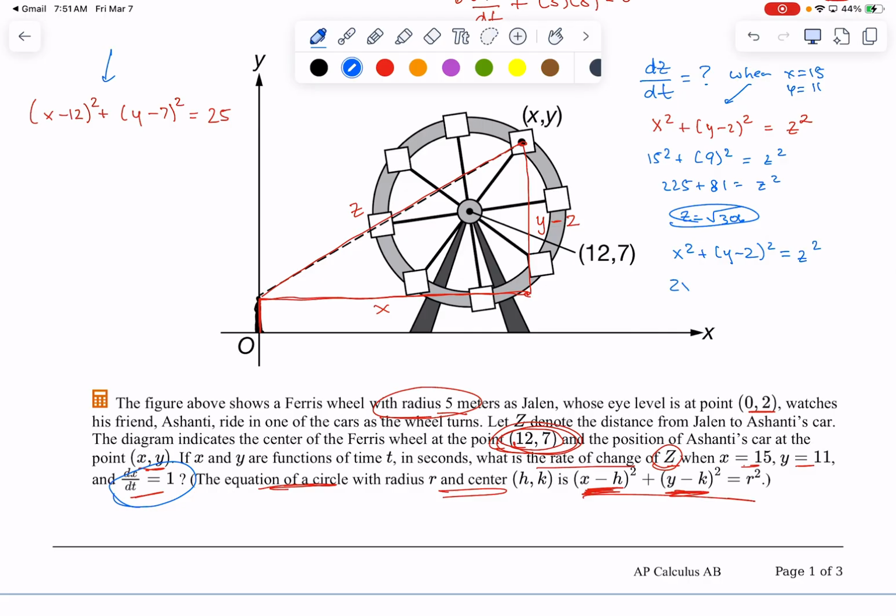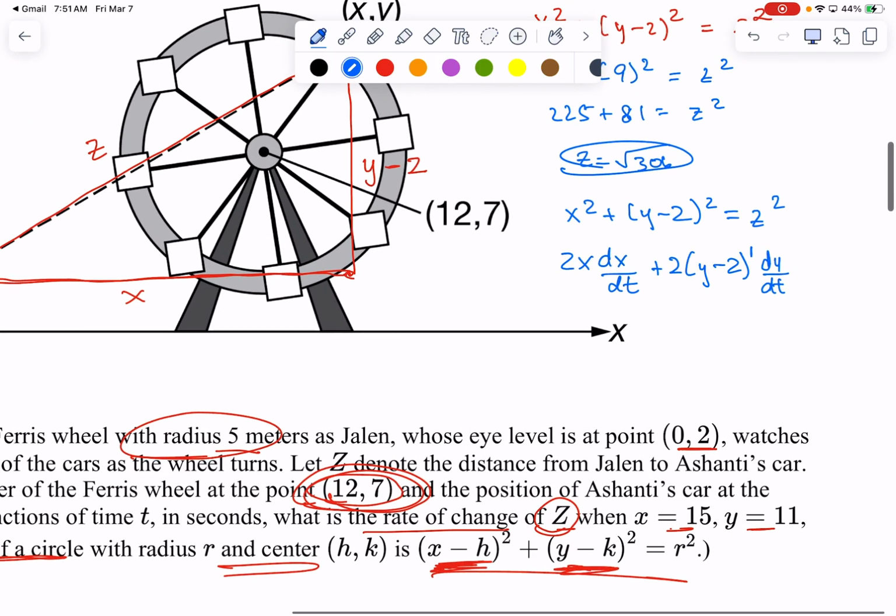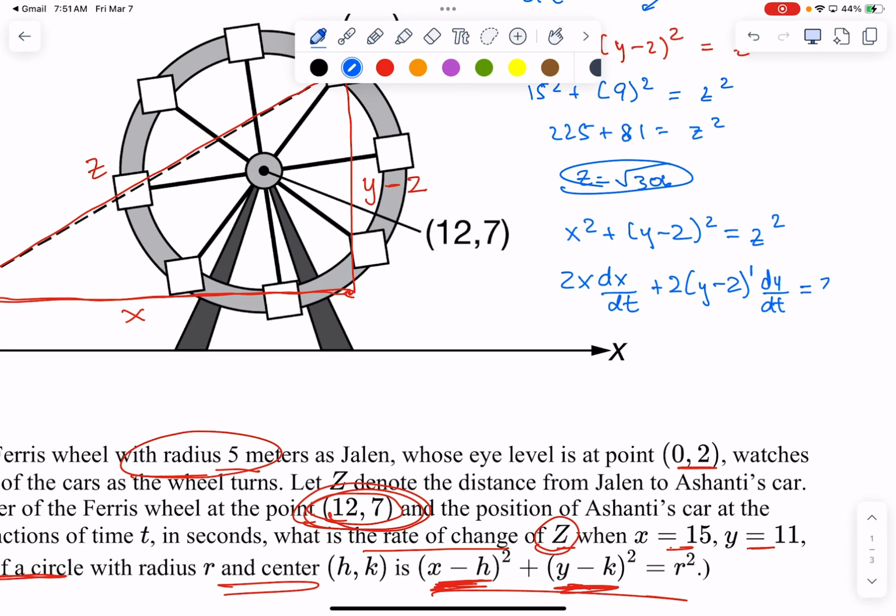So it'll be 2x dx/dt plus 2 times (y minus 2) to the first power times dy/dt is equal to 2z. Let's write that better. It'd be 2z dz/dt. Is that correct? What can I do with those 2's? You could just divide all those 2's off.